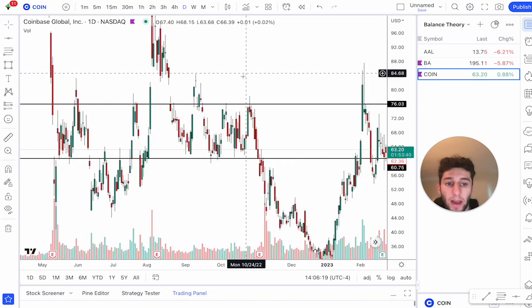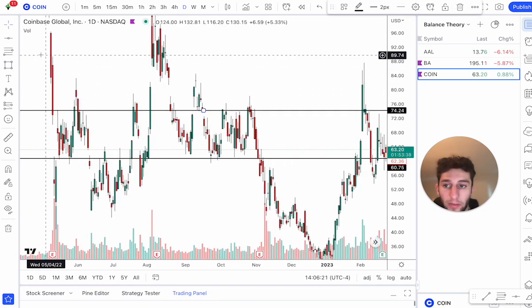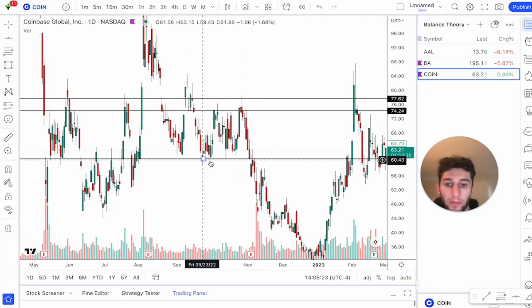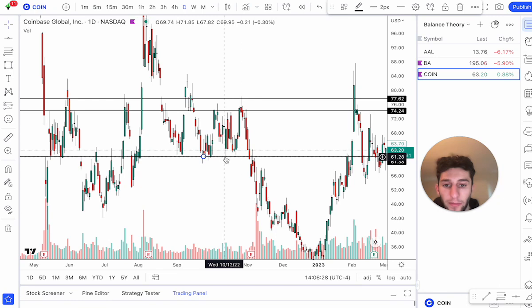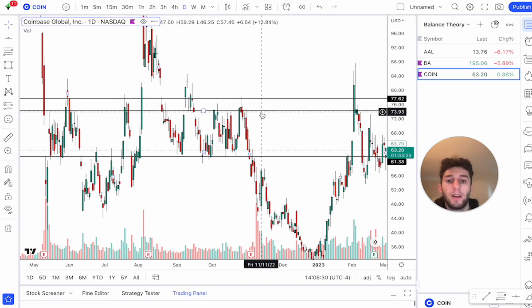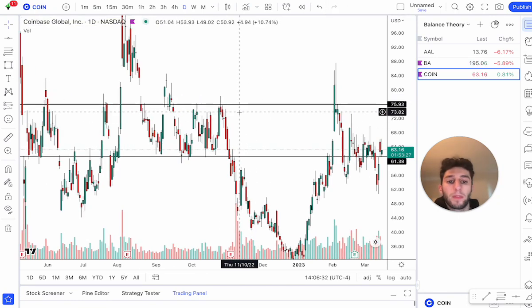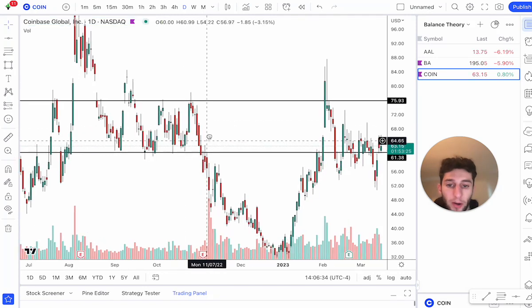So we have our resistance up here in this area, right? Somewhere up here. We have our support down in this area, right? Not specific levels, just general area, right? And so what do we notice, right? So price is in balance. We come down. We actually do get a breakout, right?